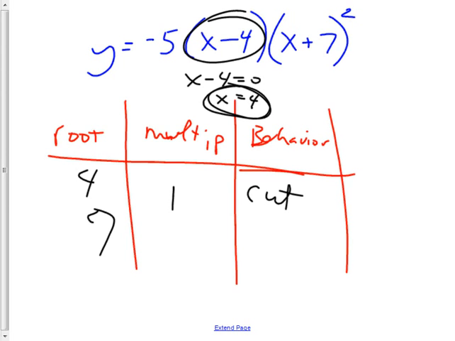And the next one's a 7. You're looking at 7? Try again. Negative 7. That was even wrong. There we go. Negative 7, and the multiplicity of that one is 2. And what kind is that? Bounce.